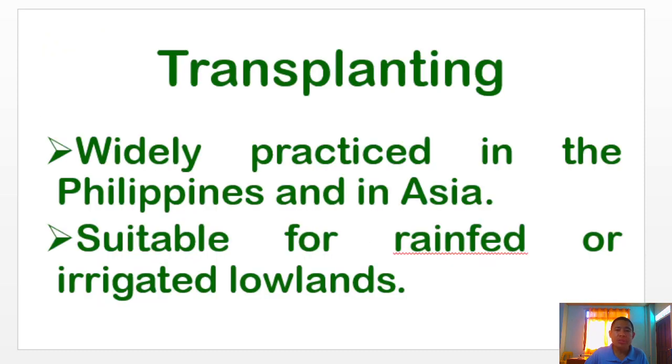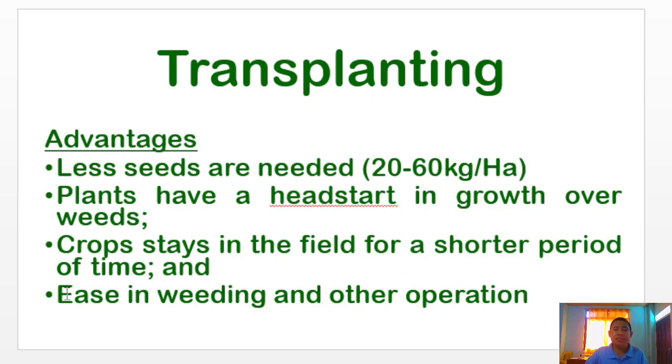Let's proceed now to the transplanting method. Transplanting is widely practiced in the Philippines and in Asia. It is suitable for rain-fed or irrigated lowlands. The advantages of transplanting are that you need less seeds, about 20 to 60 kilograms per hectare, and the plants have a head start in growth over weeds.